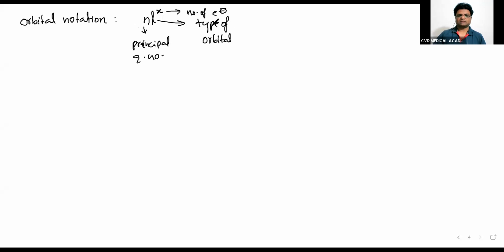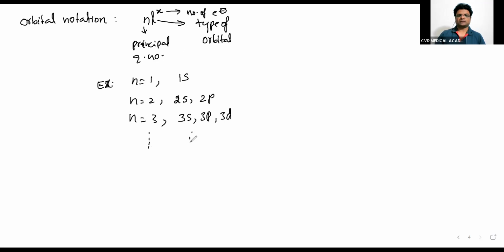For example, what are the possible orbitals? For n is equal to 1, the possible orbital is 1s. For n is equal to 2, the possibilities are 2s and 2p. For n is equal to 3, the possible orbitals are 3s, 3p, 3d, and so on. They continue.